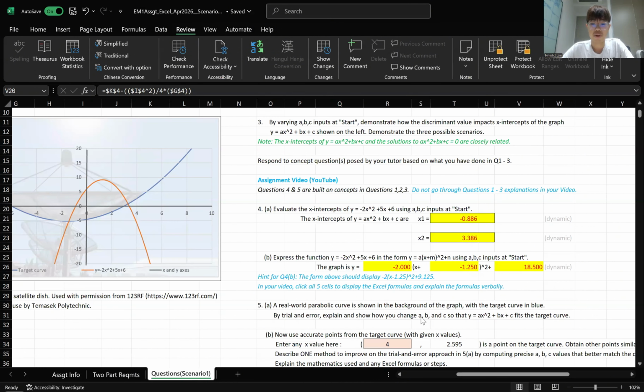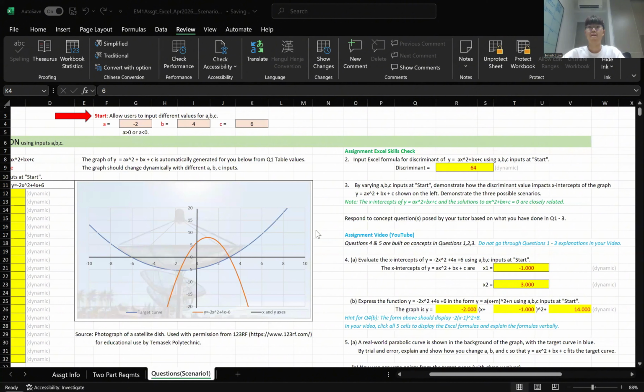Next, for question 4b, I converted the standard quadratic equation into the vertex form, and I used the completing the square method to find the values of a, m, and n respectively. And these are the formulas for a, formula for m, and formula for n. And compared to the quadratic equation, the vertex form makes it easier to see the turning point and understand the curve better.